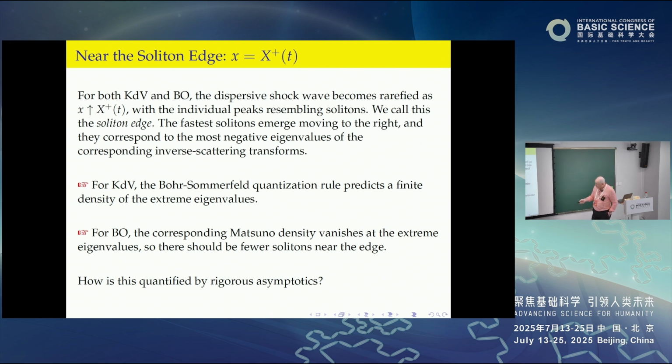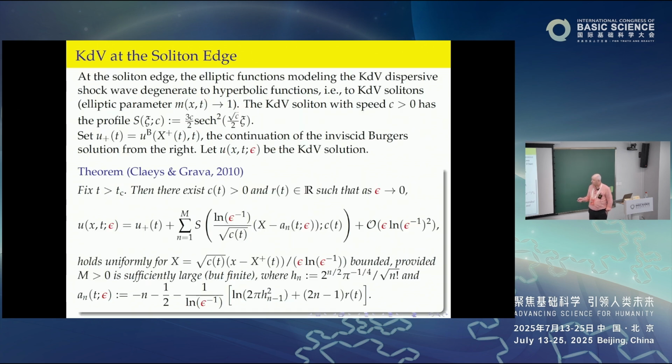But how is this all quantified rigorously? So let's take a look at the results here. So first of all, for KdV, at the soliton edge, those elliptic functions that we were talking about before, they degenerate in the other direction. Now they turn into hyperbolic functions instead of trigonometric. So you get hyperbolic secant squared is what you're looking at. Actually, that's the profile of the KdV soliton. That's what emerges from that kind of limit process.